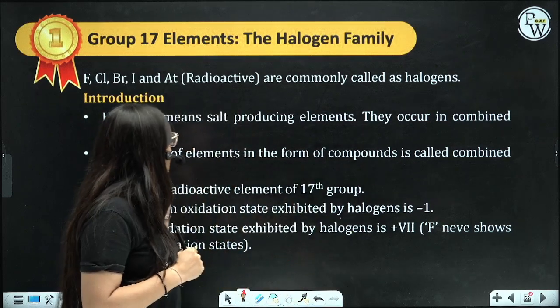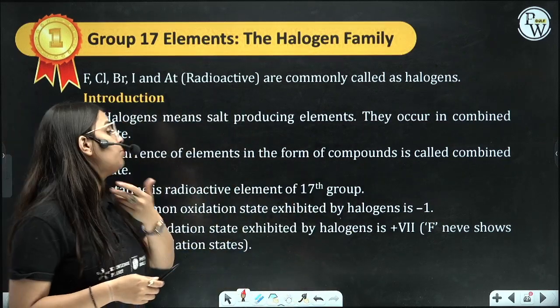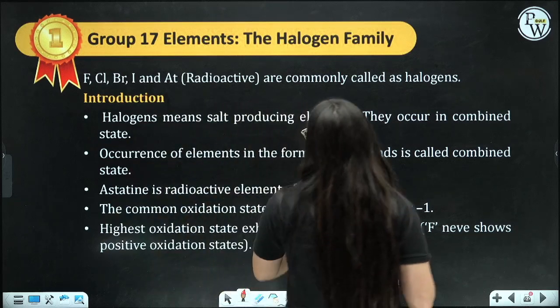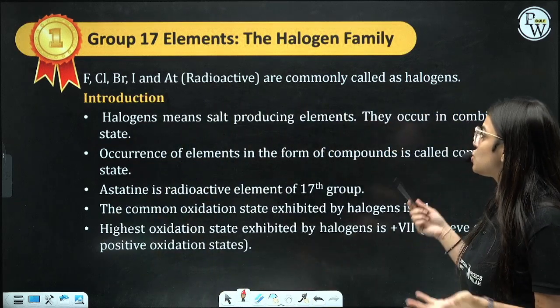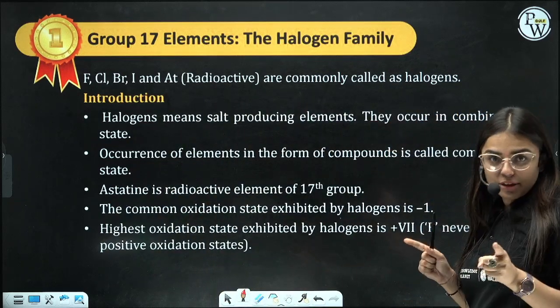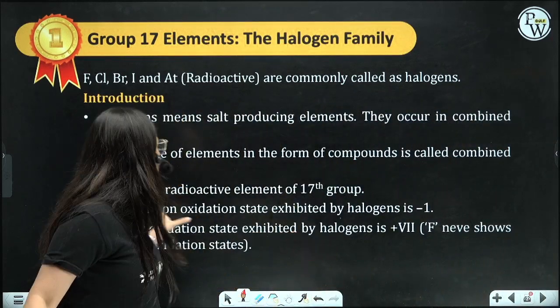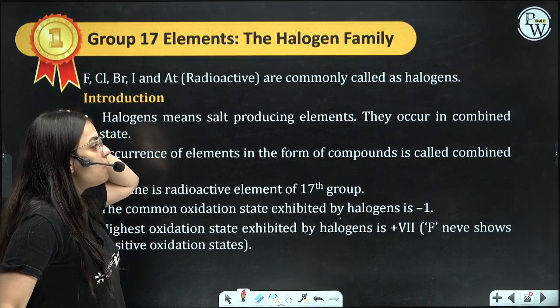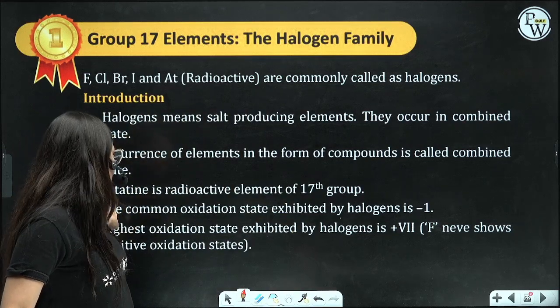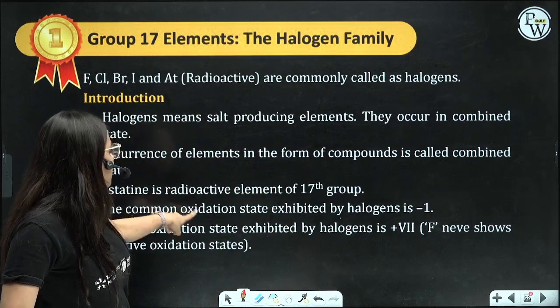Starting with the halogen family, we have fluorine, chlorine, bromine, iodine. These are the halogen atoms. Halogen means salt producing elements. They occur in the combined form, for example F2, Cl2, Br2, I2. Now, occurrence of the elements in the form of compounds is called the combined state.